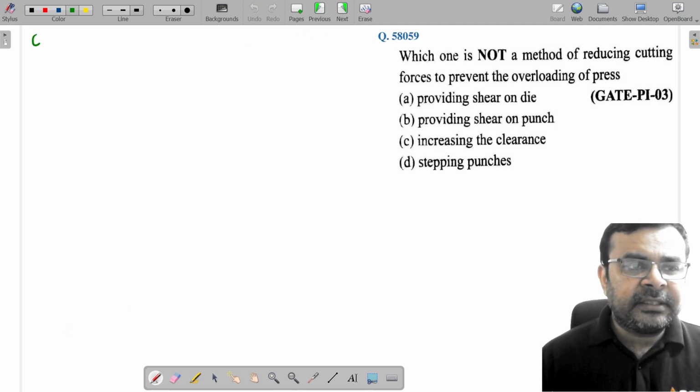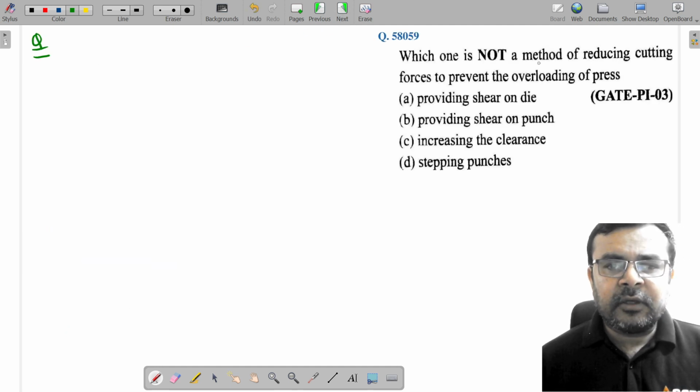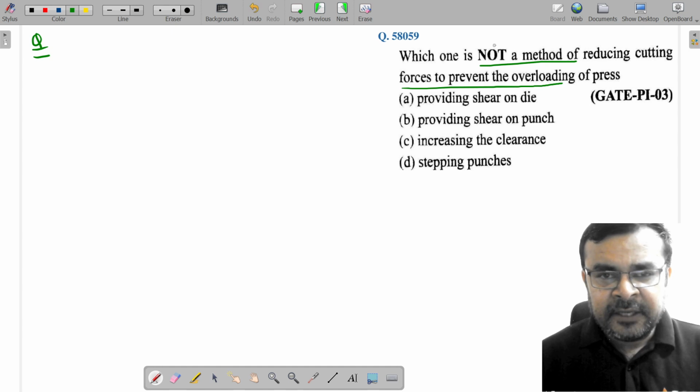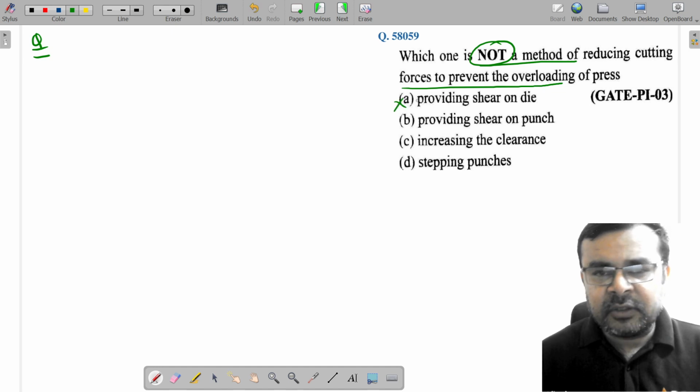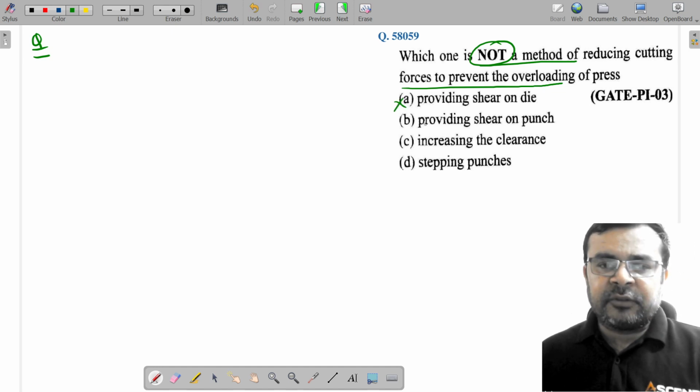Okay, next question. You can see which one is not a method of reducing cutting force to prevent the overloading of the press. You can say, not a method. Providing shear on the die is the wrong answer because it reduces the actual force required.